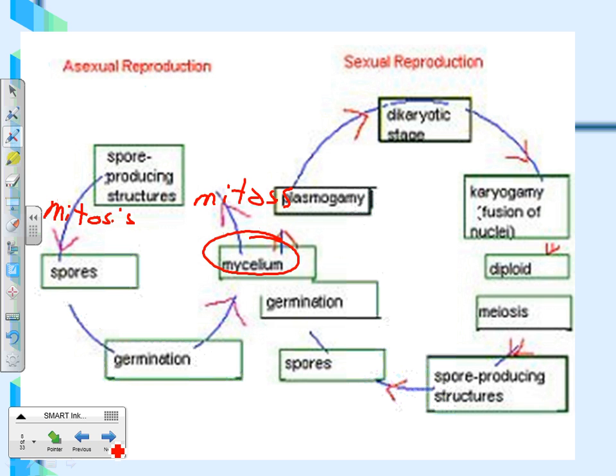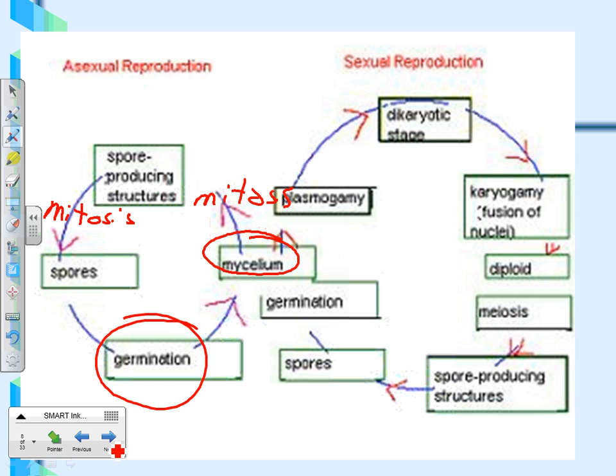And that mitosis makes spores, which blow out into the wind, air, water, whatever, land on the ground, land on some kind of substrate, germinate, grow, and become a new fungus. That's asexual. Now the sexual part is the part we want to concentrate on right now.